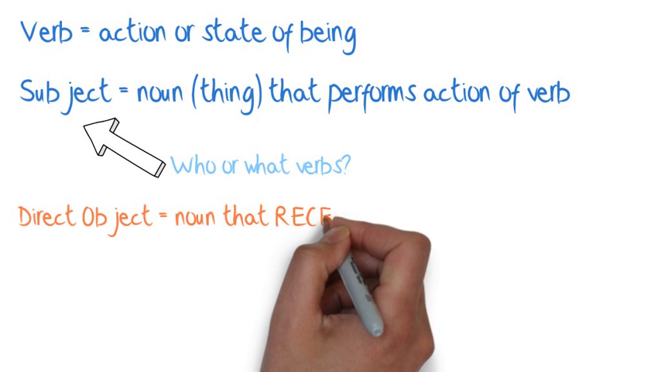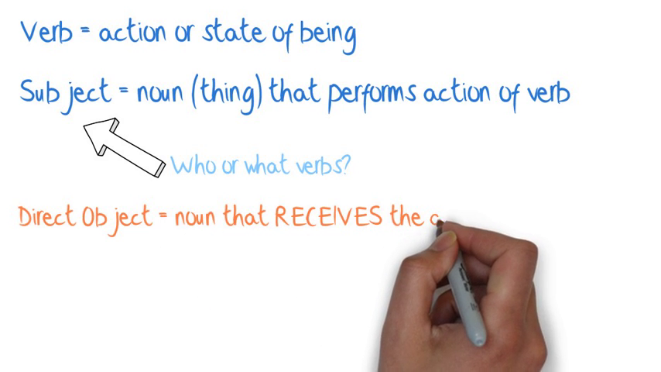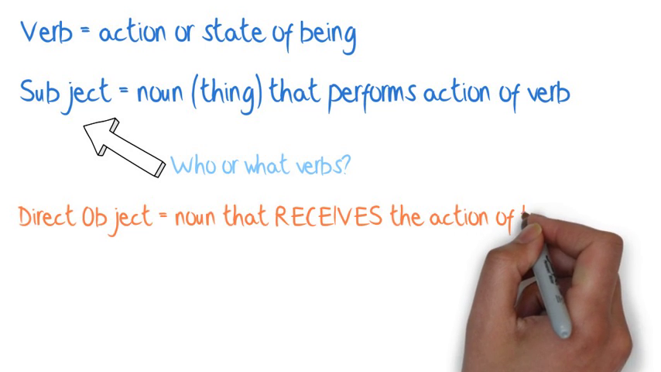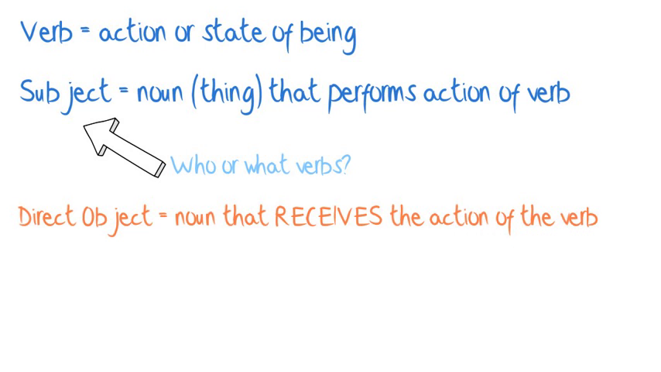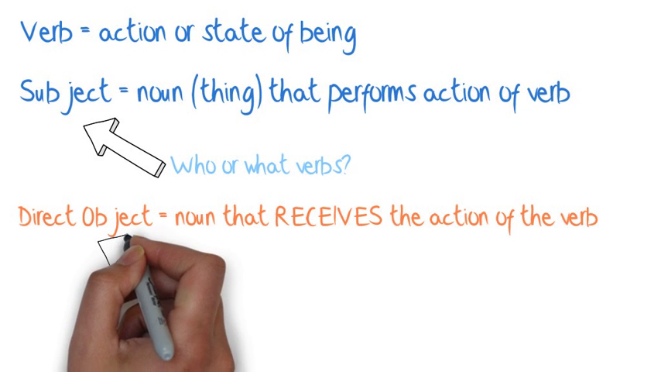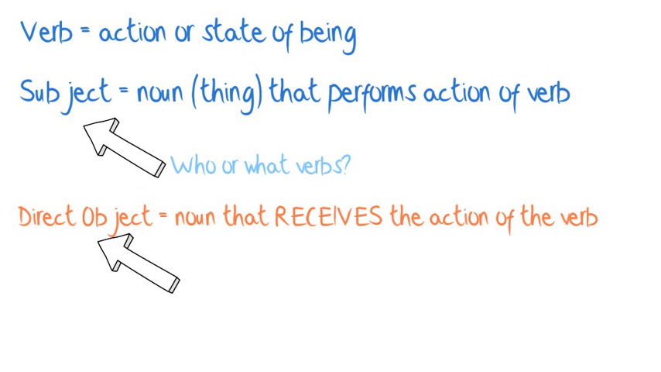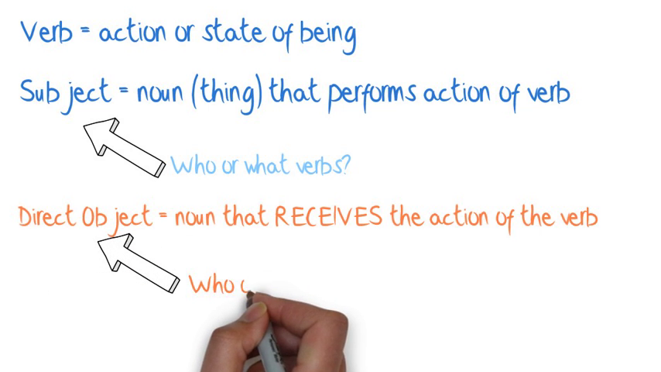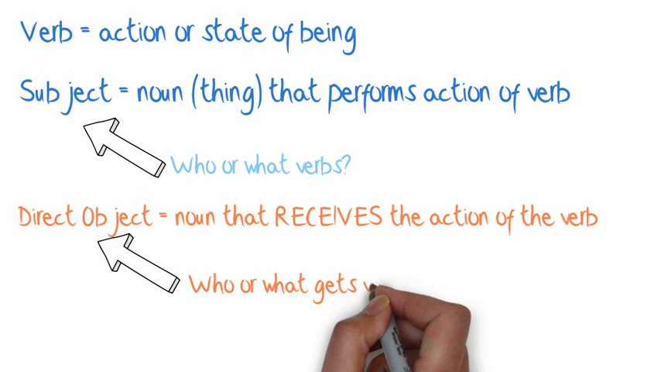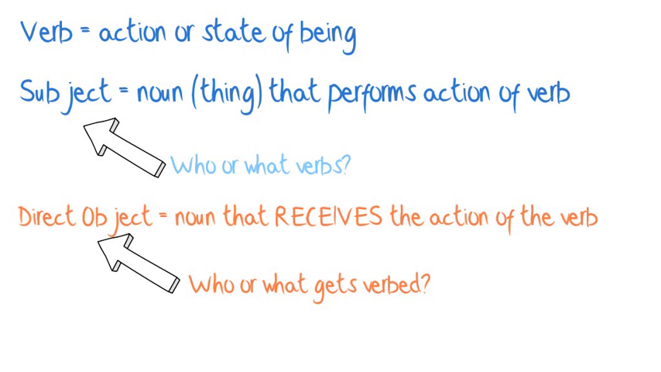Direct objects are also nouns, but they're not the nouns doing the verbing. Instead, they receive the action of the verb. They are the nouns being verbed by the subject. So for instance, in a sentence like, she plays golf, the subject is she because that's the noun doing the playing. Golf is the direct object, the noun being played by the subject.